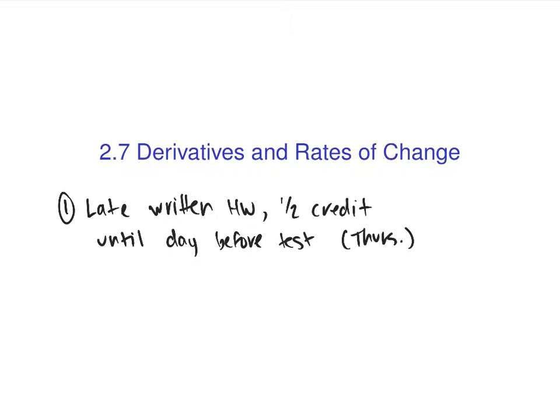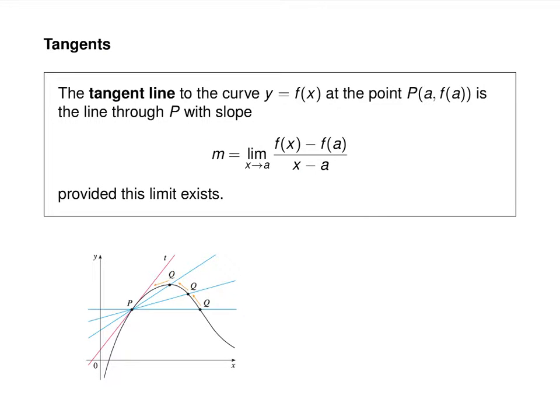We're going to finally get into calculus. So we're going to talk about derivatives and rates of change. One of the big ideas in calculus, and something we discussed when we first started to discuss limits, was this idea of a slope of a tangent line at a point.